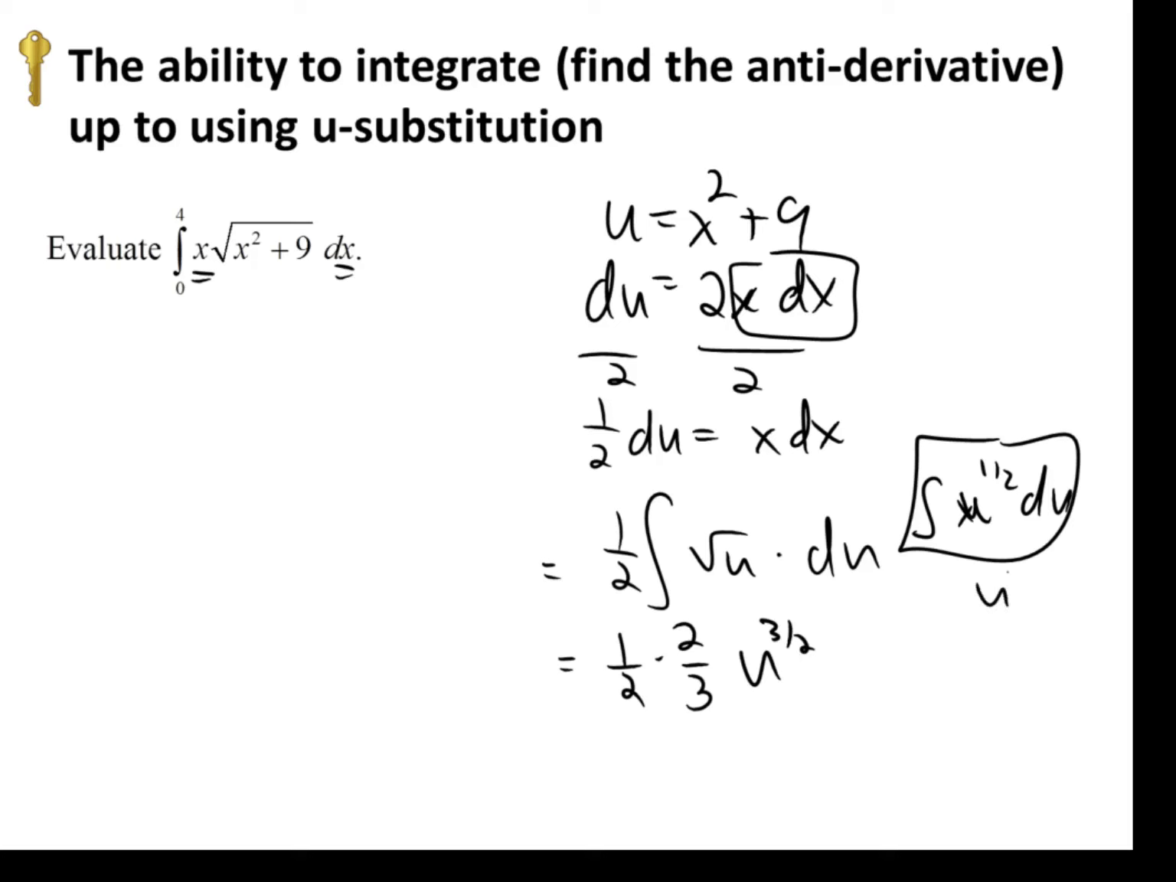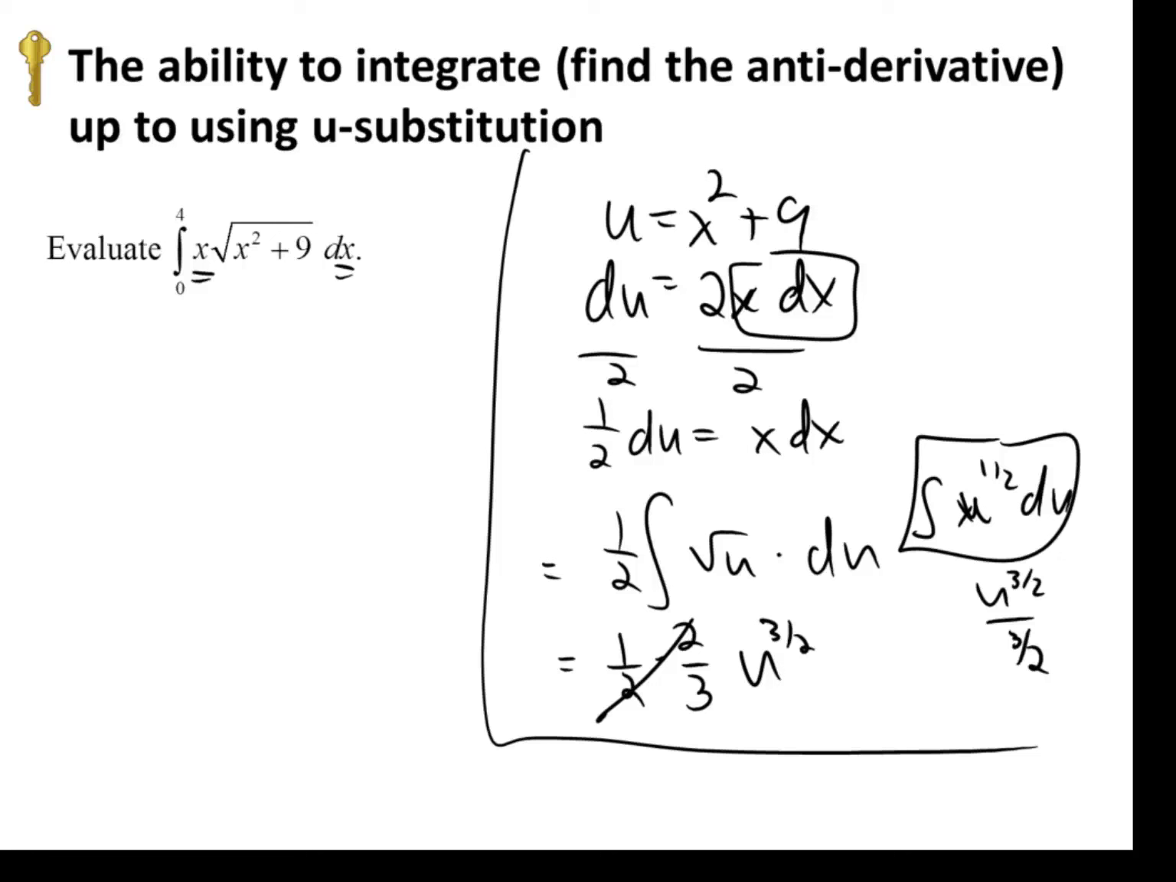Okay, it's u to the 3/2 over 3/2, but you multiply by 2/3 instead of dividing by 3/2. 2's cancel, so you have 1/3 of u to the 3/2. All of this, think about it as side work. You didn't know what the antiderivative is, but with that side work, you now know that this guy's antiderivative is 1/3 of x squared plus 9 to the 3/2. And now you're ready to plug in your 0 and your 4.